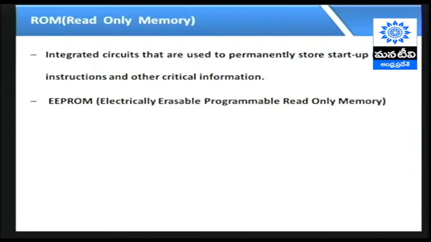What is this electrically erasable programmable read-only memory? Earlier we discussed that ROM is a collection of many circuits that are used to permanently store startup or boot up instructions of the computer and other critical information. Critical information is nothing but BIOS or computer configuration information. For example, in my computer I would like to change some settings, especially the first boot priority. Why do I need to change the first boot priority? For example, I would like to install an operating system in this computer. In order to install the operating system using a bootable CD, DVD or pen drive, we need to change the first boot priority.